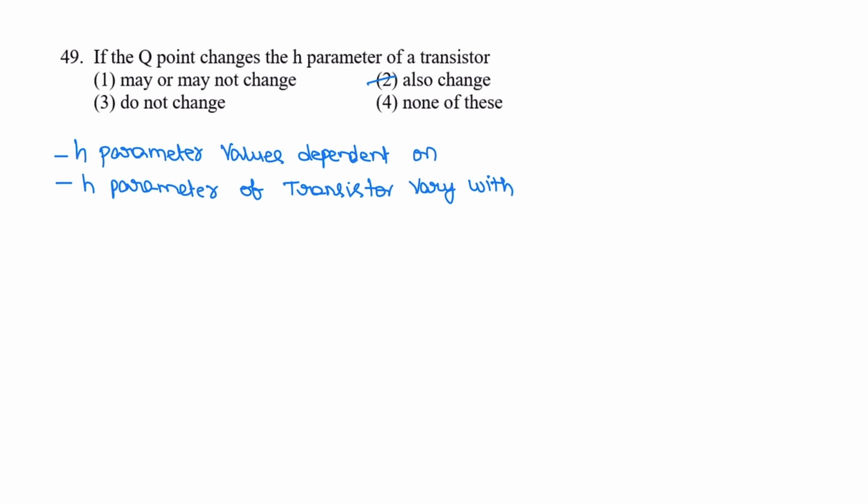Next question. If the Q point changes, the H parameter values of a transistor depend on the Q point. If the Q point changes, H parameters obviously change. Also, the H parameters of a transistor vary with temperature. So if temperature is varied, the H parameters of the transistor get changed. So the correct option is 2. If the Q point changes, then the H parameters of the transistor also change.